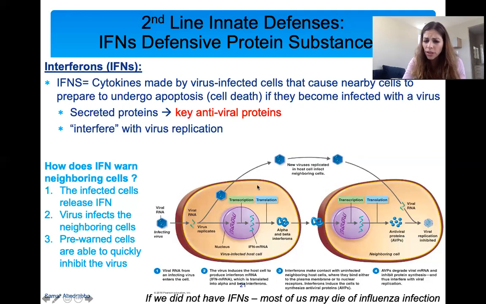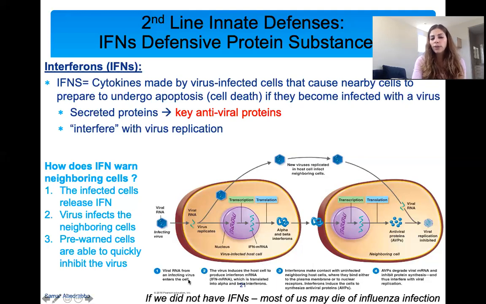So interferons will go and contact other uninfected neighboring cells. And when they contact them, they basically tell them, stop the viral replication cycle. It's a lot more complicated than that. I just wanted you guys to have a simple idea of what happens.